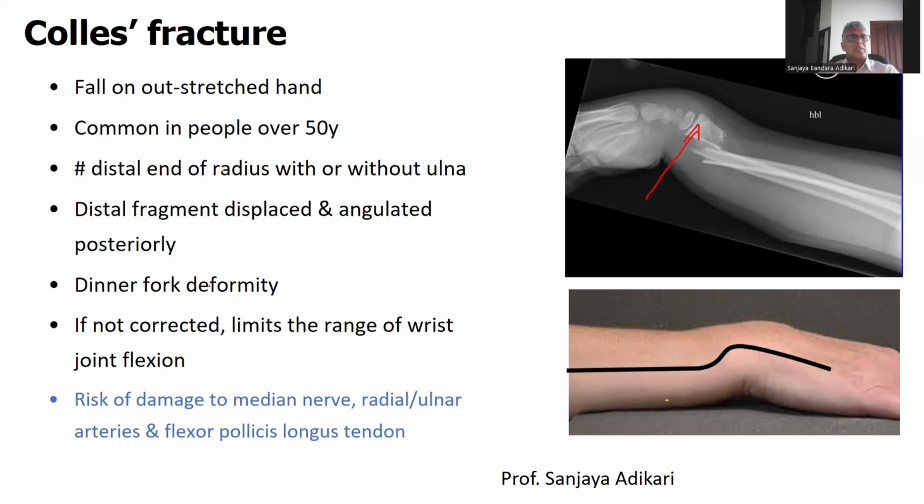The only thing is, even though it does not cause much problem with neurovascular structures, to my knowledge there's a risk of damage to the median nerve, radial and ulnar arteries, and the flexor pollicis longus tendon. Okay, this is what the book says. But I don't know how many cases you see in the clinical setup with this damage. In my short experience in the hospitals, I haven't seen any case with neurovascular structure damage, but those of you in orthopedic units might see it.